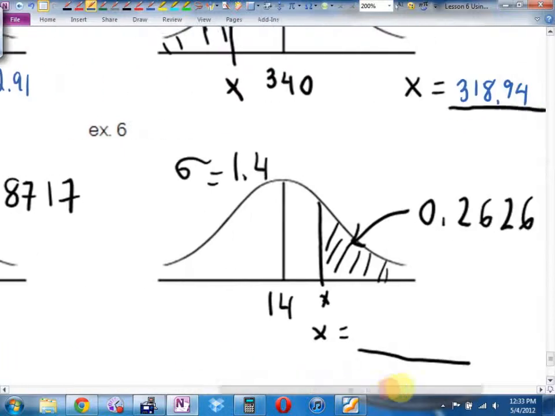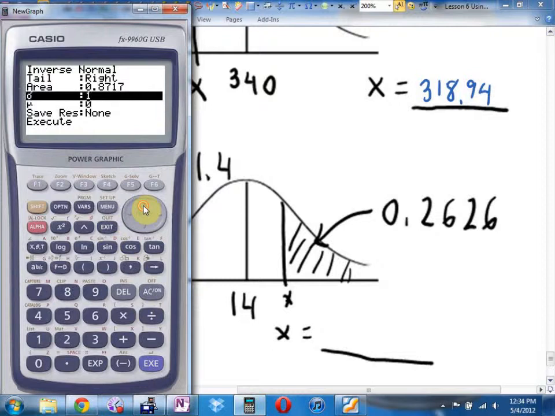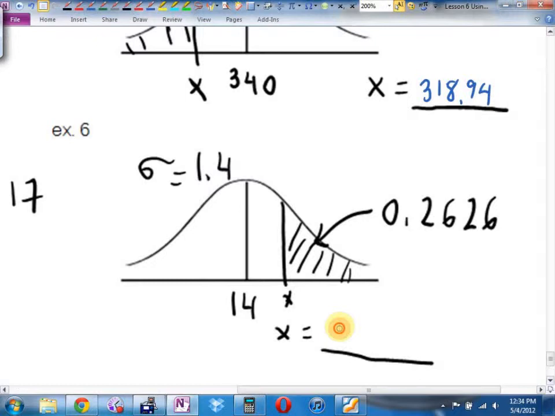Last one. And then we'll go back one page and try the word problem. Let's see. I would go to the right. The area is 0.2626. Standard deviation is 1.4. I'm covering it up with my calculator, but I think that's what I wrote up there. And the mean was 14, and I guess 14.889. Let's actually use this now.